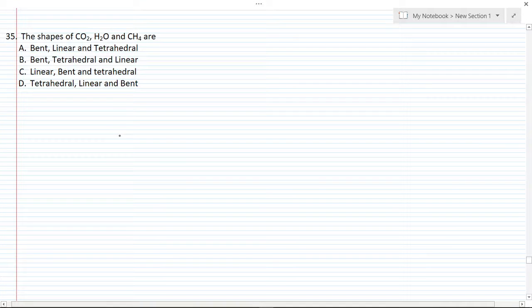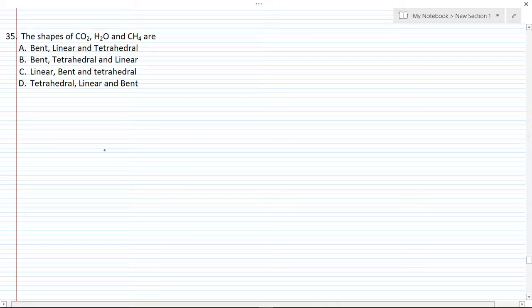CO2, H2O and CH4 are: A, bent, linear and tetrahedral. Option B, bent, tetrahedral and linear. Option C, linear, bent and tetrahedral. D, tetrahedral, linear and bent.